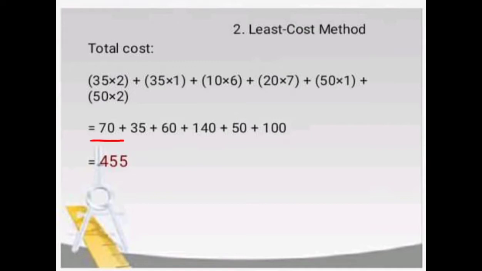So we add these following numbers. We can have an answer of 455 cost.